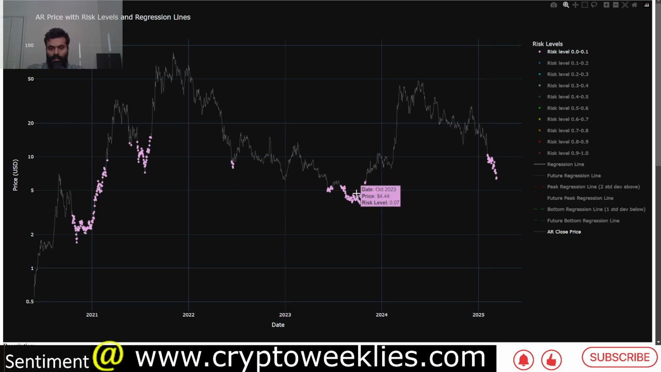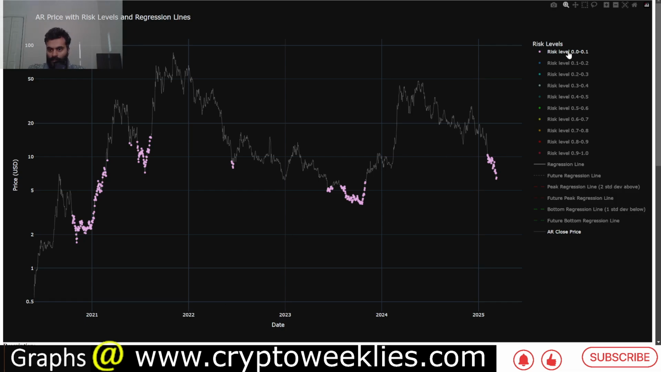Again, you can see this model predicted that October 2023 bottom as well as the June 2022 bottom, and also the cool off phase between the 2021 rally. Right now, per this model, the risks are in a similar phase, less than 10%.